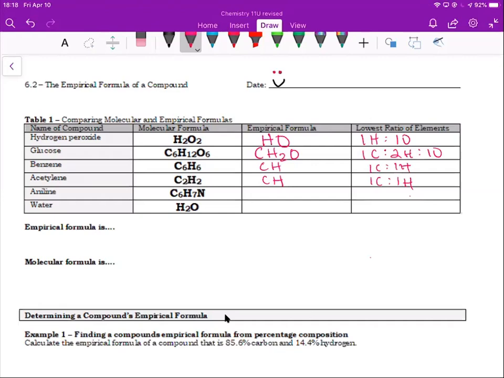Some things like aniline, you can't reduce anything. You have 2 prime numbers there. And so I can't reduce the molecular formula, and the ratio is 6 carbon to 7 hydrogen to 1 nitrogen. And same with water. Water is already in its lowest reduced form. Okay, so 2 hydrogens to 1 oxygen.